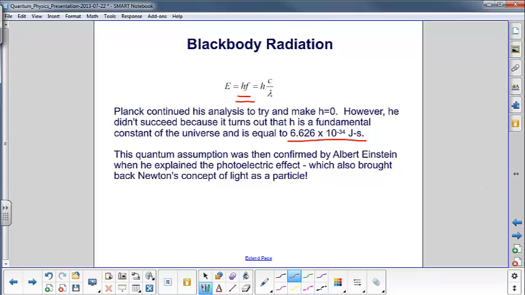This quantum assumption that Planck came up with was then confirmed by Albert Einstein. Albert Einstein was working on the photoelectric effect, which is what we're going to talk about next, which brought back Newton's concept of light as a particle.